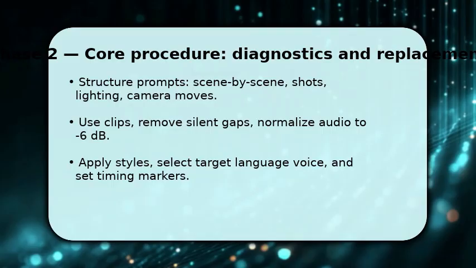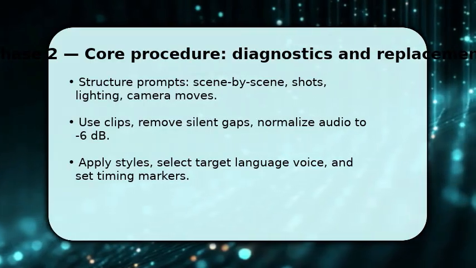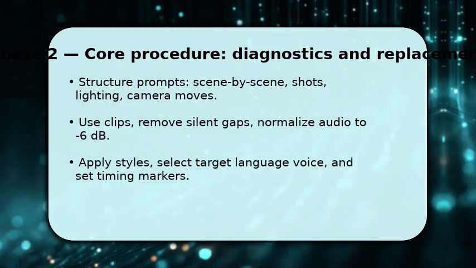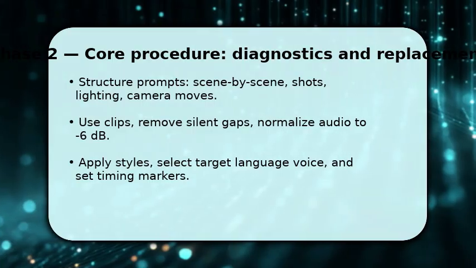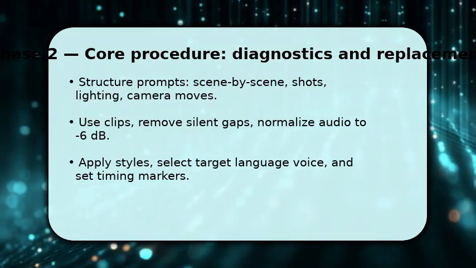Now you refine content. Break the video into scenes and write precise prompts for each. Describe camera moves, lighting, and actor actions so Gemini can visualize them. Make sure clips are trimmed, remove silent gaps, and normalize audio to about -6 dB to avoid clipping.